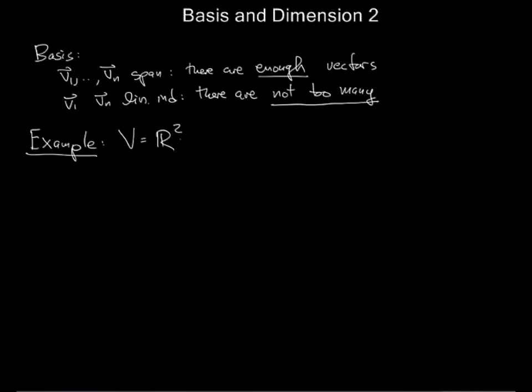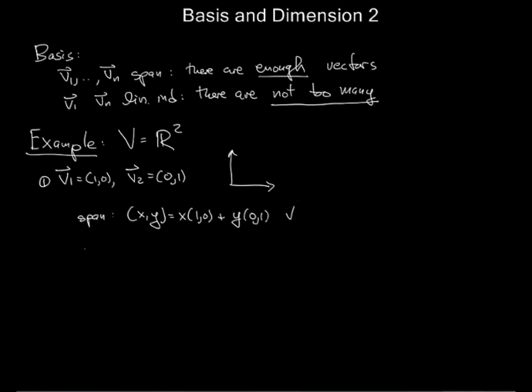If V is R2, then one possibility is to take the vector (1, 0) and the vector (0, 1), which look like this. They're clearly linearly independent, and they span, because if you have any vector (x, y), you can write it as x times the first vector plus y times the second. And again, they're linearly independent because if you had some linear combination of them, well, how can that be equal to 0? Only if x and y are both 0.